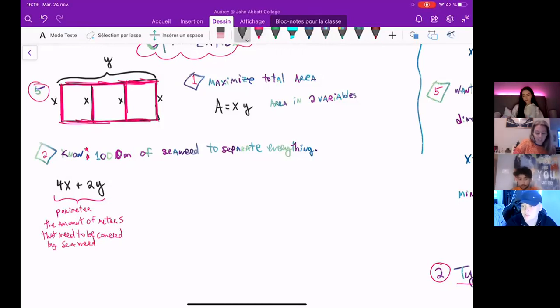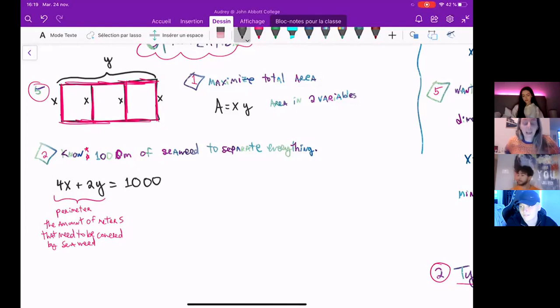Okay, so what should this equal? I want my seaweed to cover that whole thing. So this is going to be my relationship between X and Y. That's going to allow me to rewrite area in terms of just one variable.